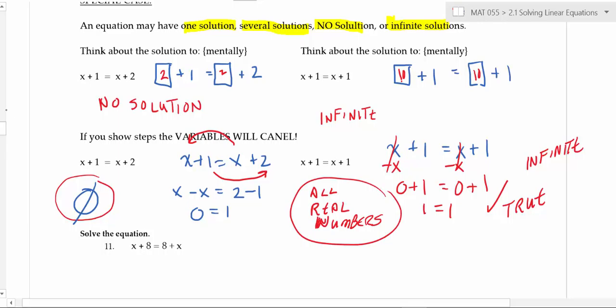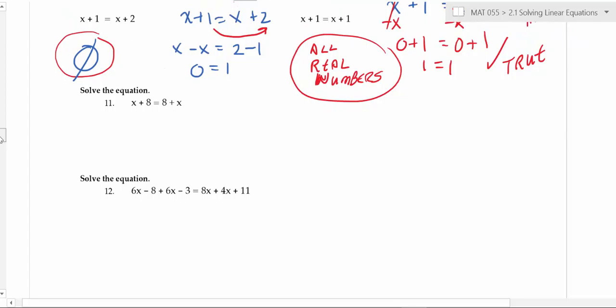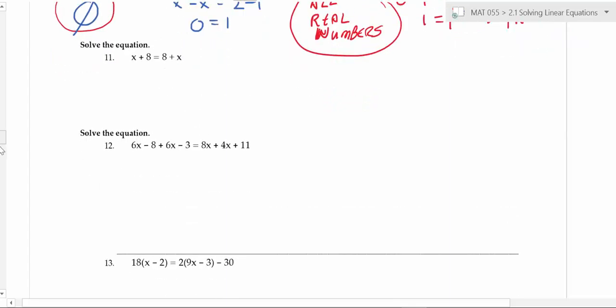Okay? All right, so let's go through and work some of these things out. If you can do these in your head, do them in your head. If you need to solve, do it. So let's start this problem out like this. You have x plus 8 equals 8 plus x. It's obviously the same. Both sides are the same.